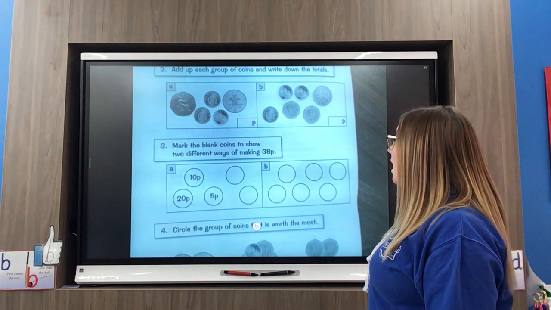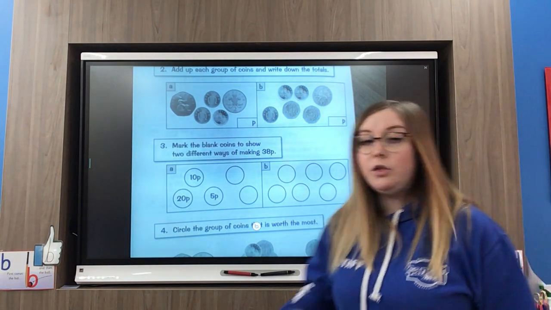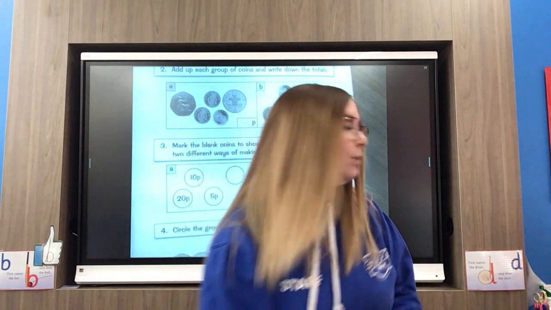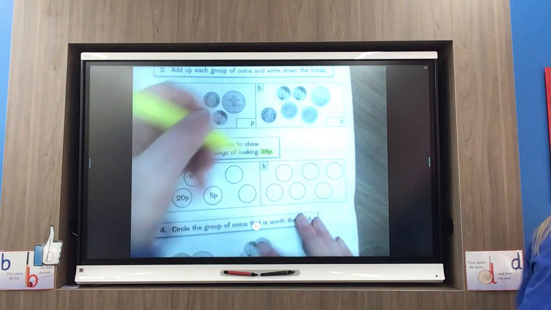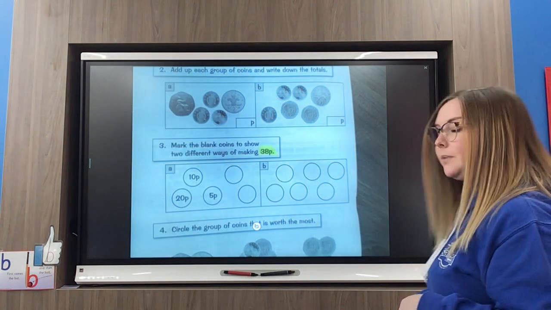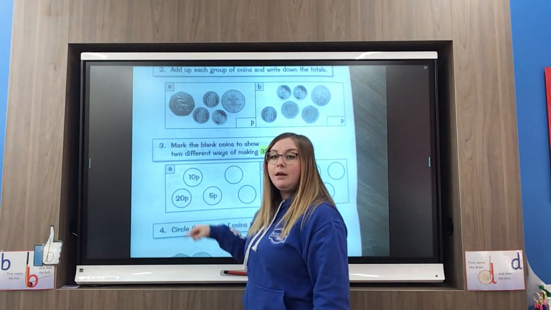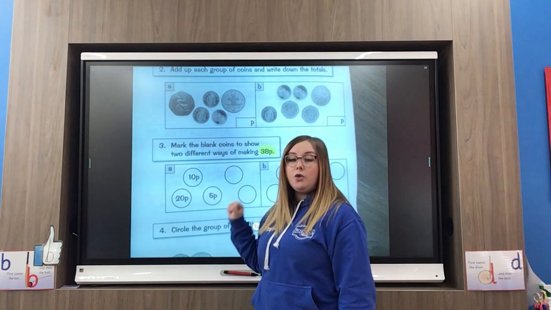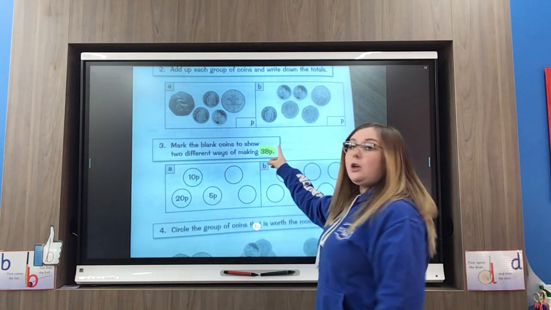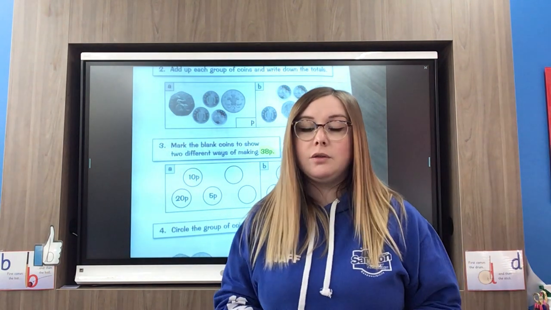And then we can also use that method to help us when answering question number 3. And it says, mark the blank coins to show 2 different ways of making 38 pence. So that's what we've got to make in total. The total is 38. And we've got to figure out how much we've got here. And then we'll circle how much we've got on our 100 square. We'll circle 38 and then we'll find the difference.